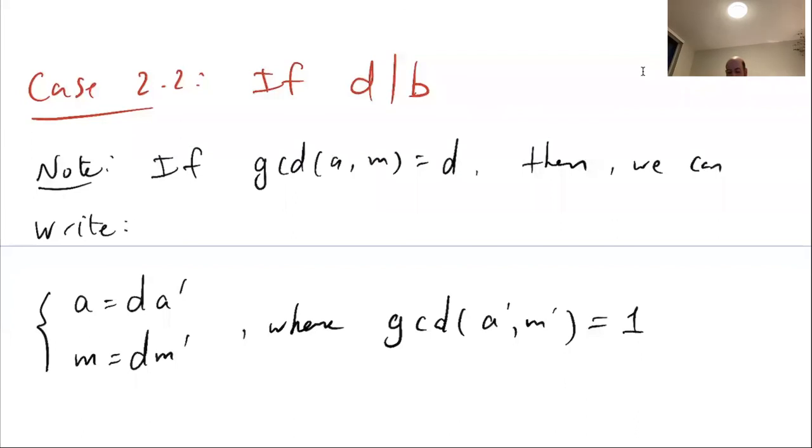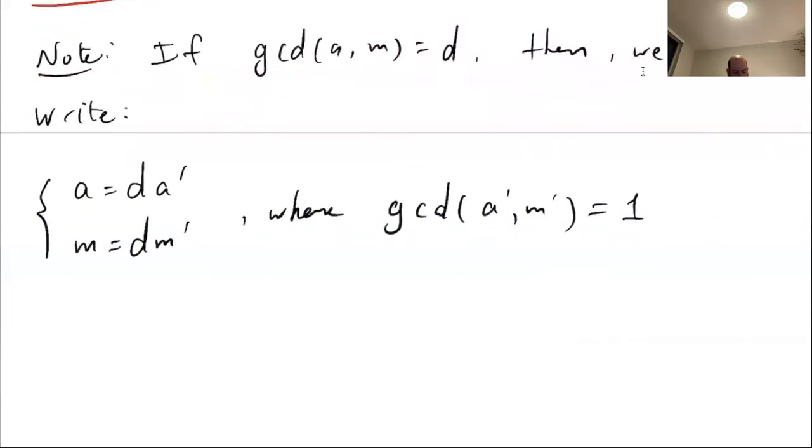So whenever GCD of two numbers is D, we can write A as dA prime and M as dM prime, where the new numbers A prime and M prime are now relatively prime. So even if the original numbers A and M are not relatively prime, we can take the GCD factor out, and then we are left with numbers that are now relatively prime. Why is this true? So let me give you this one as a remark. So proof of remark.